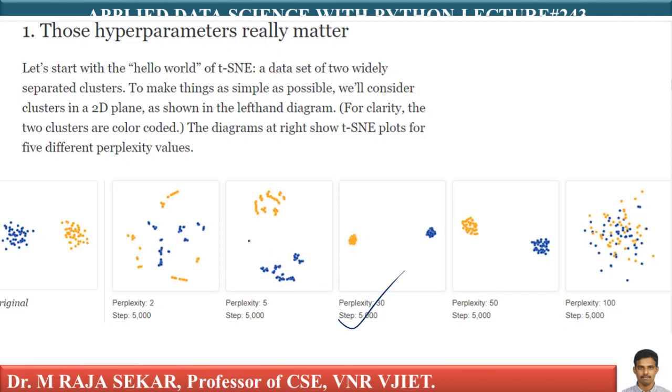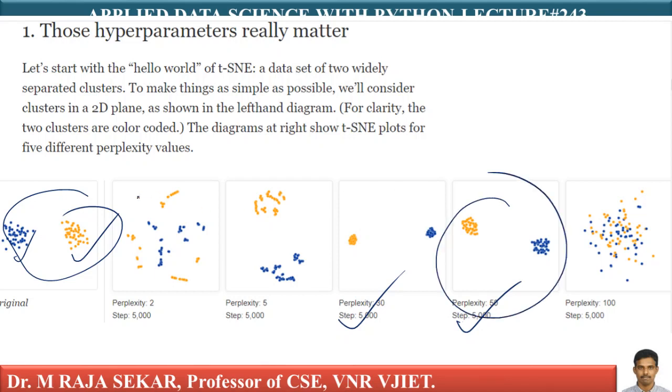For example, this is my original data set, isn't it? The original data set, in high dimensional data. Of course, in this particular context, your high dimensions and low dimension both are equal to 2 dimensions only. They are well separated. In the case of original data, they are well separated. Even at perplexity 50, they are well separated. Almost the same shape at perplexity equal to 50.